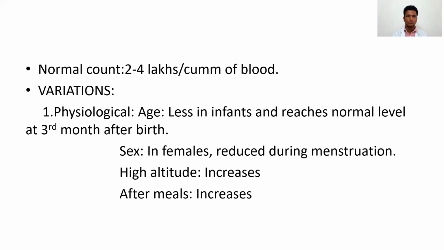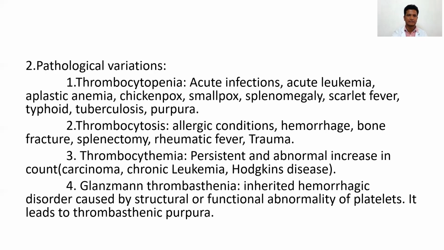The normal count of platelets is 2 to 4 lakhs per cubic mm of blood. Variations in physiological conditions: with age, the count is less in infants and reaches the normal level by the 3rd month after birth. With sex, in females it is reduced during menstruation. At high altitude the platelet count increases. After meals its count also increases.